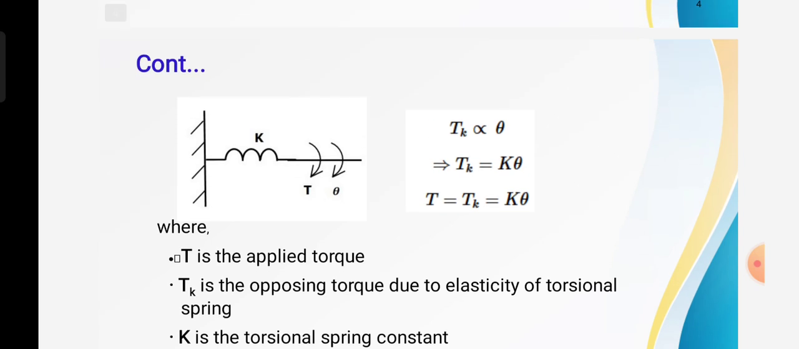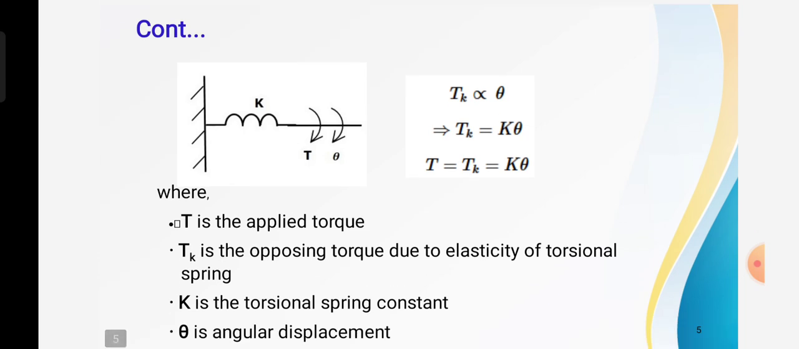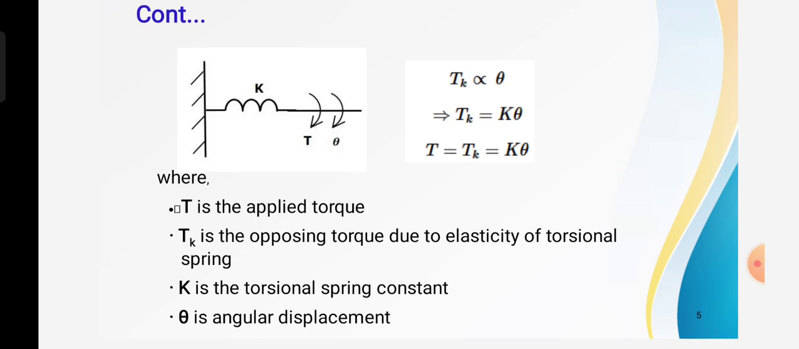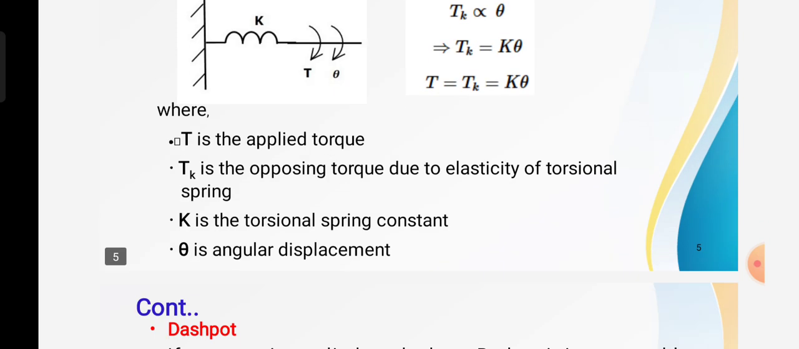The opposing torque, which is proportional to the angular displacement of the body, is given by Tk proportional to theta. So Tk is equal to k theta. By Newton's law, the sum of applied torque is equal to the sum of opposing torque. Therefore T is equal to Tk, which is equal to k theta. When the spring has angular displacement at both ends, the opposing torque is proportional to the differential angular displacement. So T is equal to Tk, which is equal to k into (theta 1 minus theta 2).